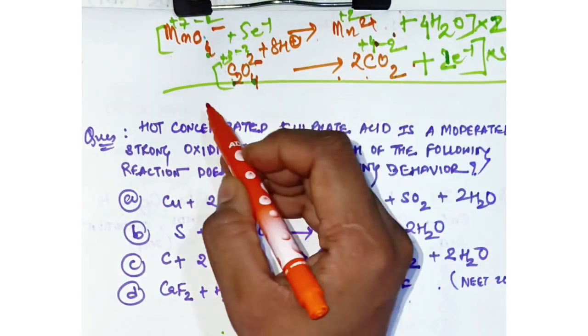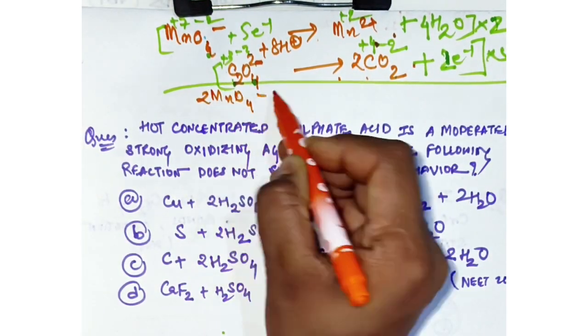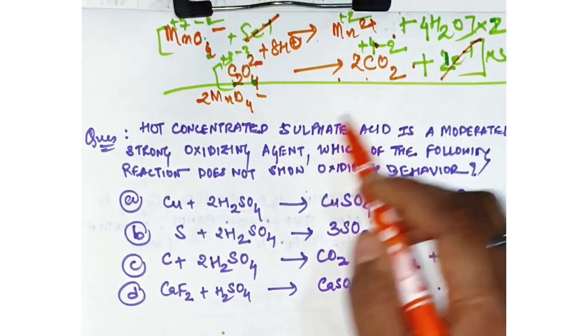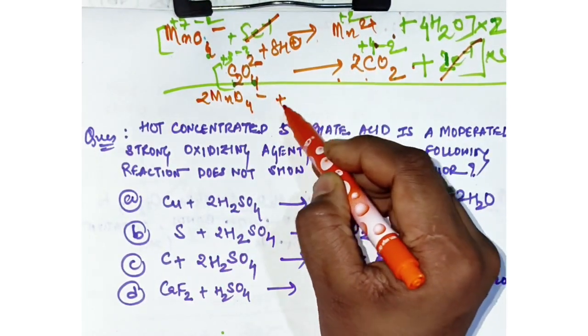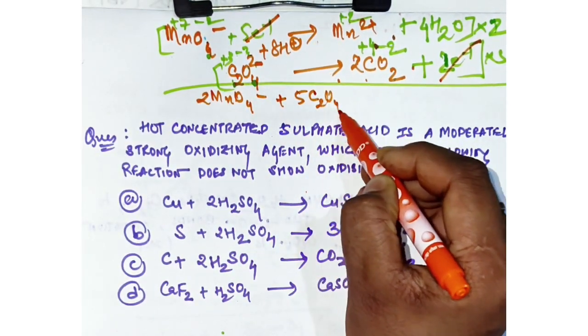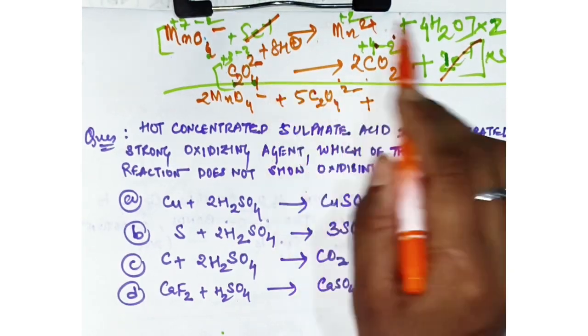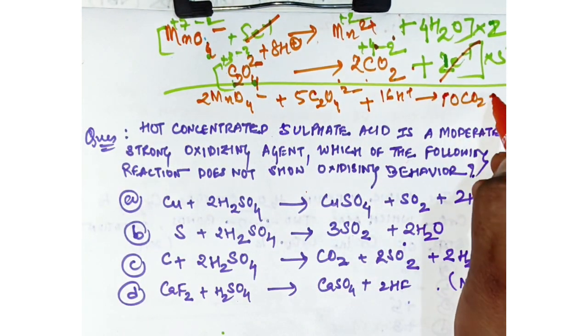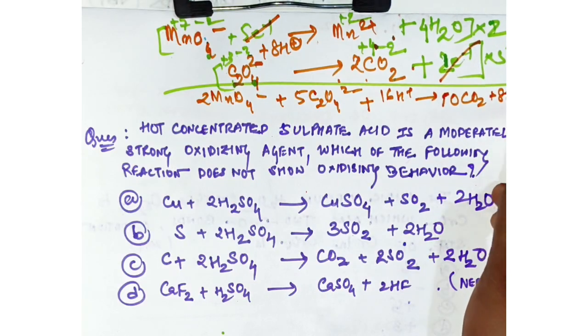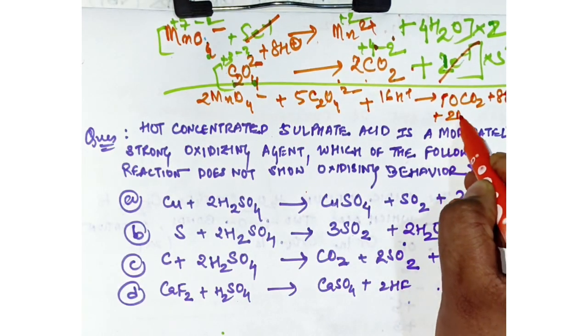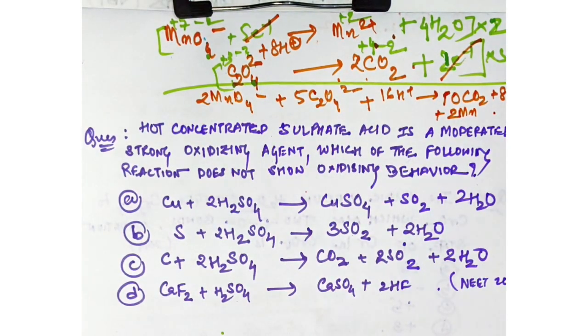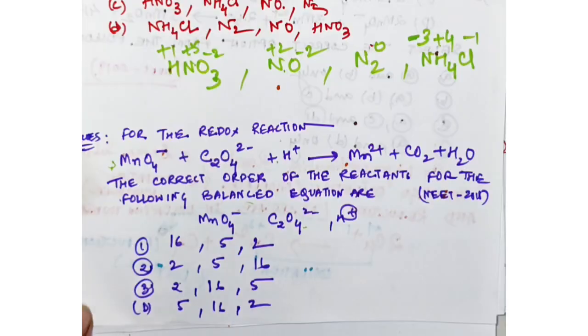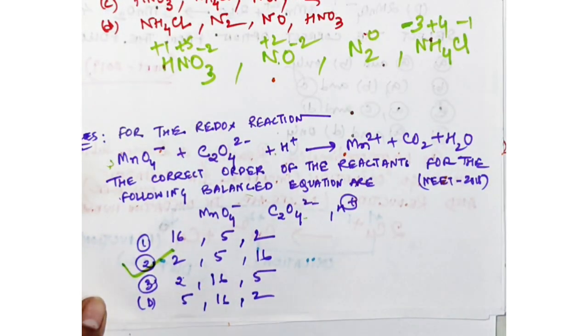Okay, so now twice MnO4 minus, this electron and this electron gets cancelled, then it forms your 5 C2O4 2- plus 8 2s are 16 H plus gives you 5 2s are 10 CO2 plus 4 2s are 8 H2O plus twice Mn. So what will be your answer? Your answer will be, so number 2 is your answer.